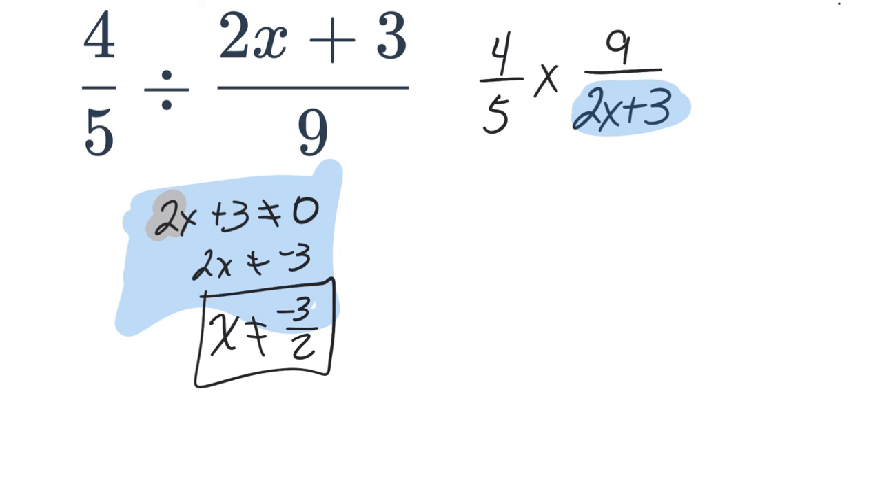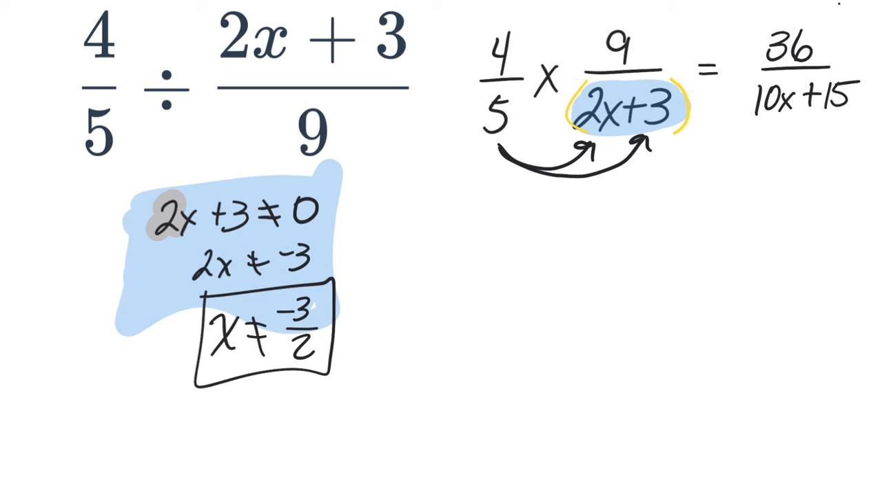But for the top, what we're going to do, drop some parentheses to keep us from making that mistake. And it is just numerator times numerator, denominator times denominator. So 4 times 9 is 36. 5 times 2 is 10x. 5 times 3 is 15. So that's what we would have. This was the fourth example on your Delta Math.